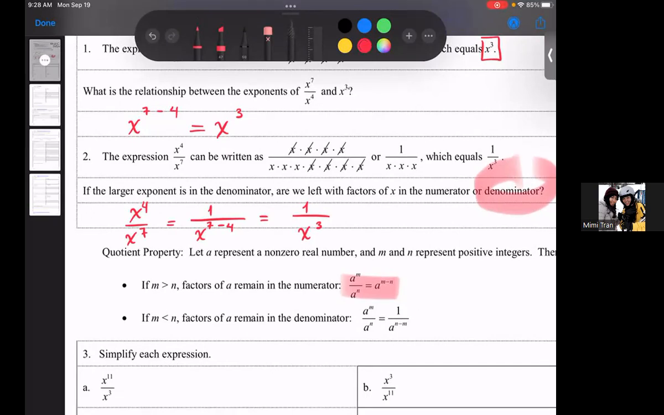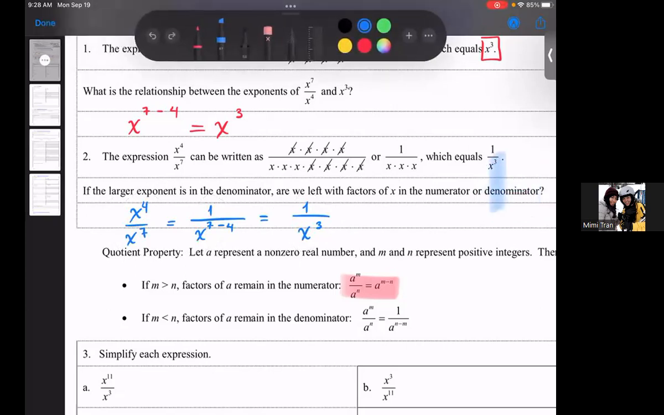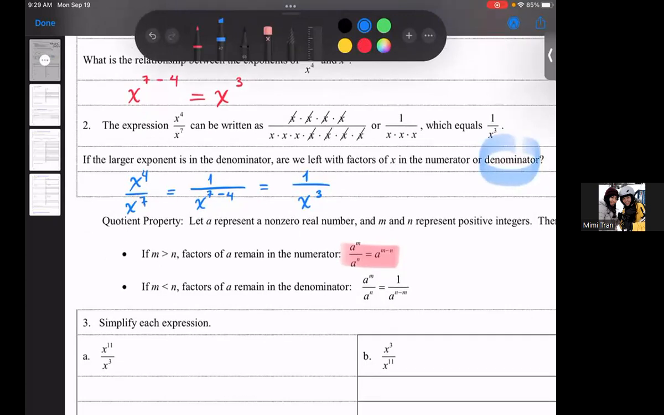Maybe I'll highlight it in blue. All right, there you go. So 2 things you need to remember now. 2 more things.